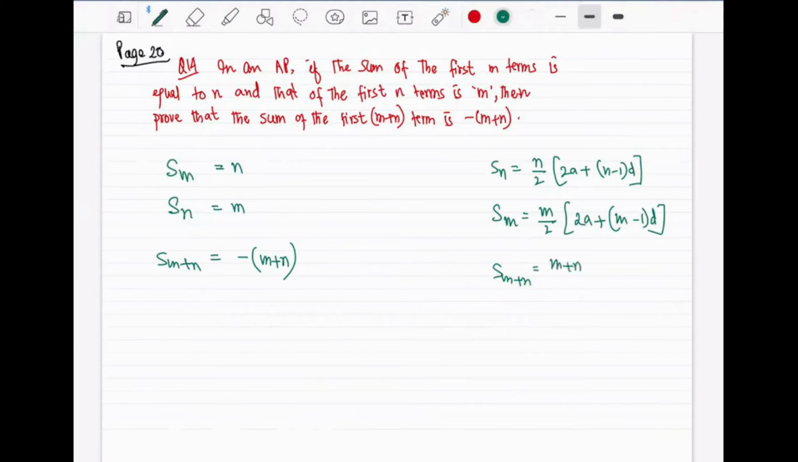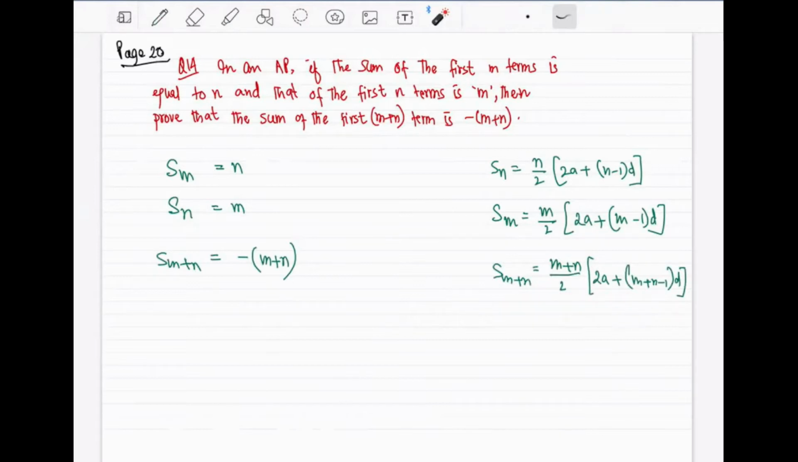We will have m plus n in place of n: 2a plus, this n or m will be replaced with m plus n, so we are going to have (m plus n minus 1) d. Okay, now keep these three formulas in mind. If I want the sum of n terms, this is the formula. If I want the sum of m terms, this is the formula. And if I want the sum of m plus n terms, this is the formula.